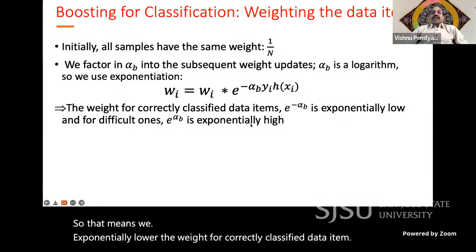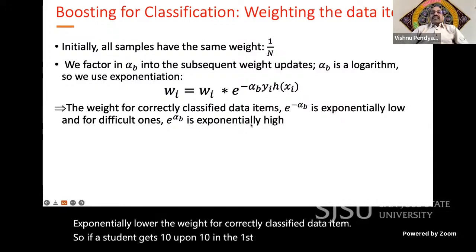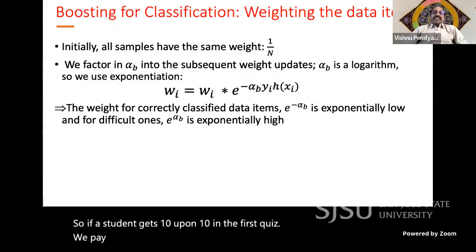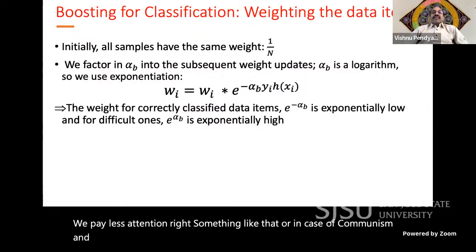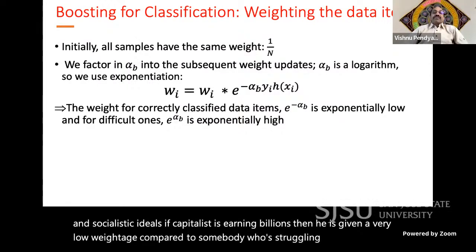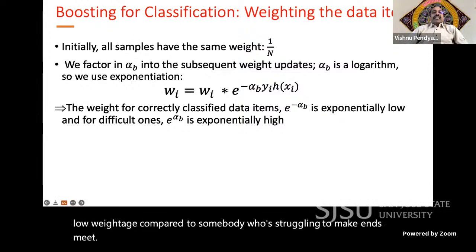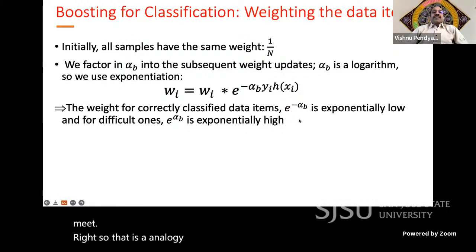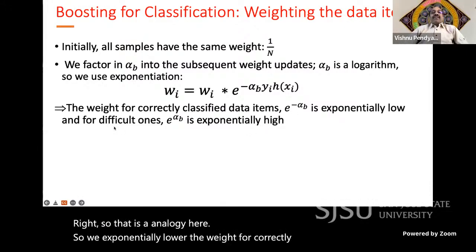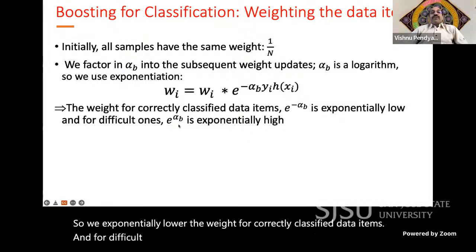So if a student gets 10 upon 10 in the first quiz, we pay less attention, right? Something like that. Or in case of communism and socialistic ideals, if a capitalist is earning billions, then he is given a very low weightage compared to somebody who's struggling to make ends meet, right? So that is an analogy here. So we exponentially lower the weight for correctly classified data items. And for difficult ones, we make the weightage exponentially high.